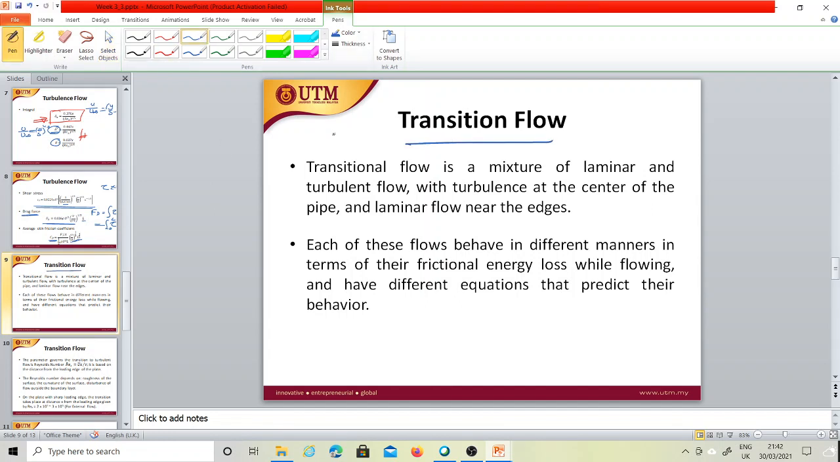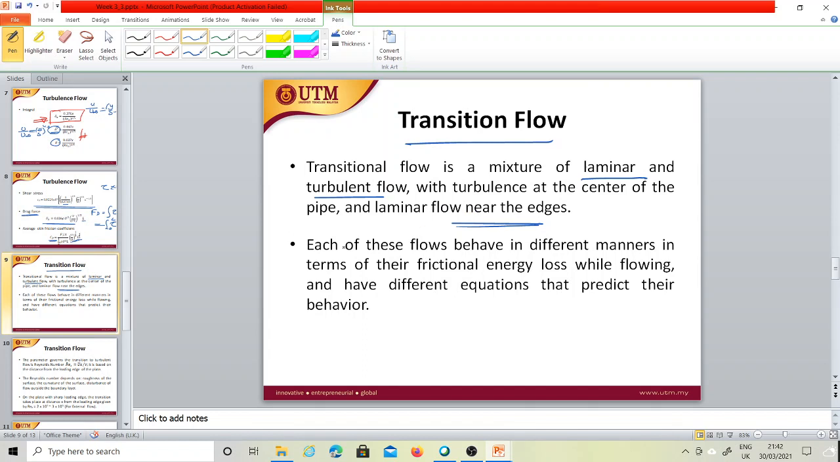Transition flow: this is already all about turbulent flow. Then we have transition flow, which is very simple. Transition flow is the mixture of laminar and turbulent; it is the transition from laminar to turbulent flow, so we will have both characteristics here. Normally, if you consider flow through a pipe, we will have turbulent flow at the center and laminar flow near the edge.